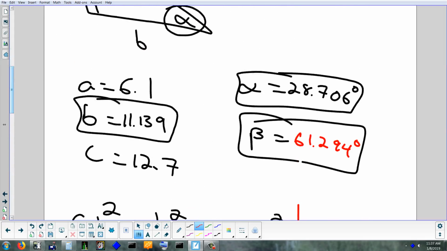61.294. Okay, so that's solving a problem with two sides. So out of the two types, you only have to use inverse trig if you want to find an angle. That's important. Inverse trig is used to find an angle, just like Pythagorean theorem is used to find sides. Inverse trig is used to find an angle. If you don't need to find an angle, you don't need to use inverse trig.